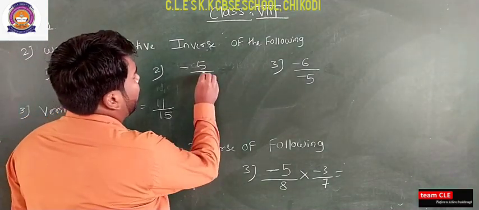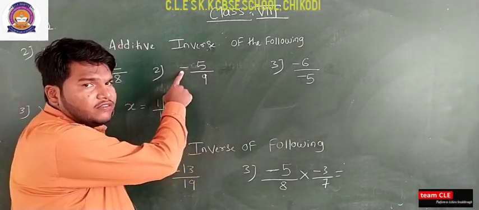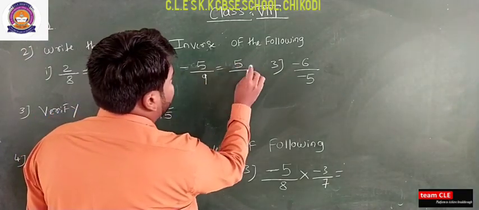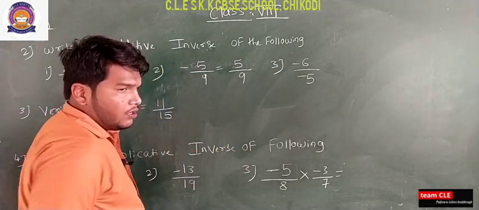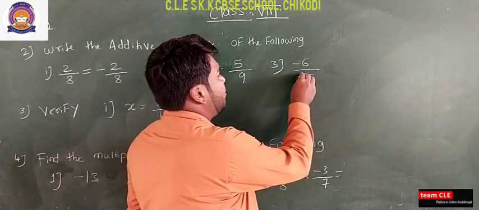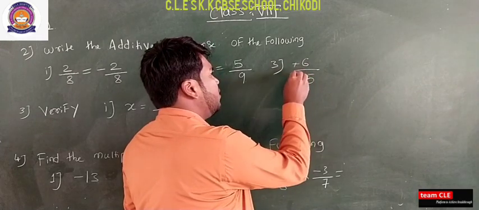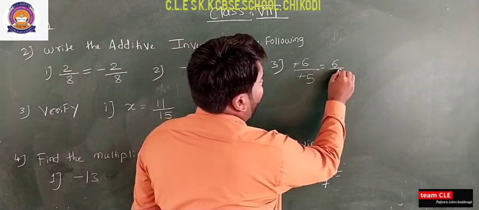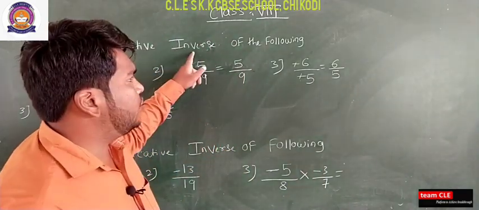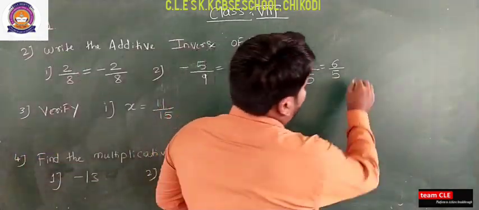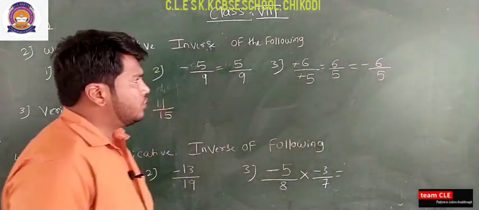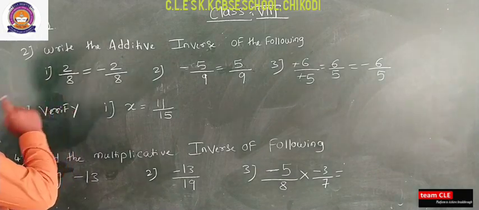Minus 5 by 9: as the sign is negative, you just have to use the positive sign, that is you write 5 by 9. Similarly, the third one: minus 6 and minus 5, both minus signs get cancelled, so remaining is only 6 by 5. But the question says find the additive inverse of 6 by 5, so I will write this as minus 6 by 5. Okay, so this is the second part of your example.